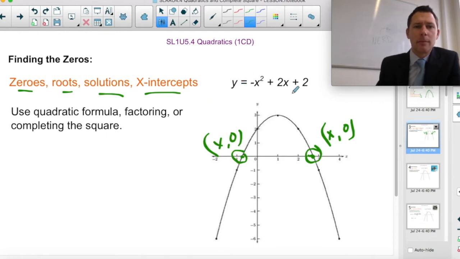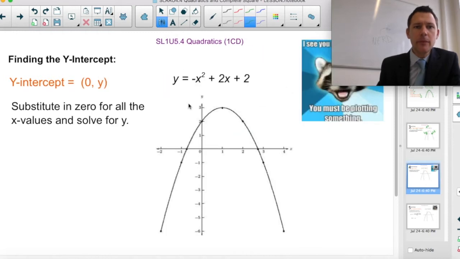I don't know. But for that, I know that the y value is always 0, so we throw the 0 in for the y, and we factor or use the quadratic formula or complete the square, whatever you want to do to find those zeros. You guys are good at that.